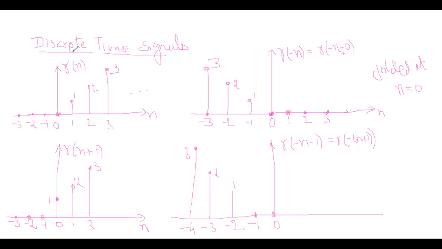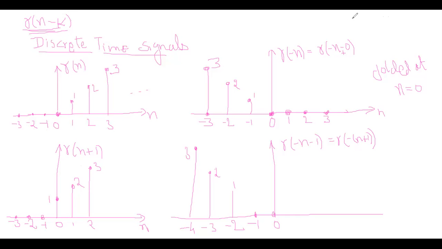When the normal signal r of n is a ramp signal, n minus 1, r of n minus 1, minus 1 means that k value. Okay, let us see here, r of n minus k. This is the generalized shifting operation. If k is positive, it means n minus some value, and the signal is shifted towards the right side. If k is negative, it means n plus k, shifted towards the left side.